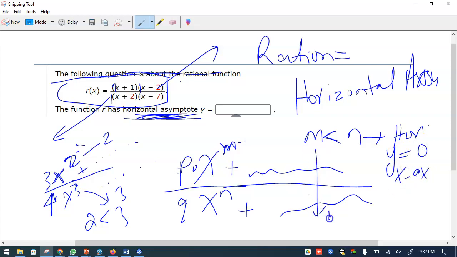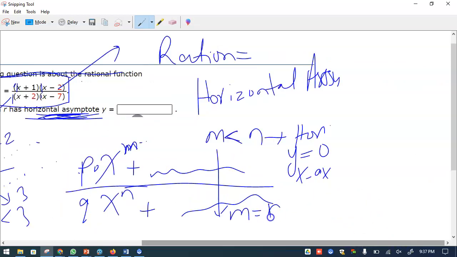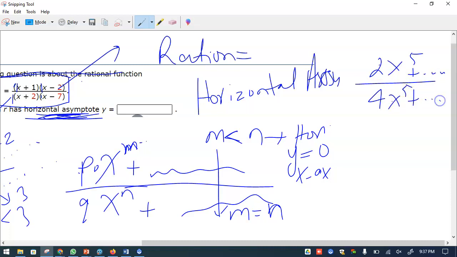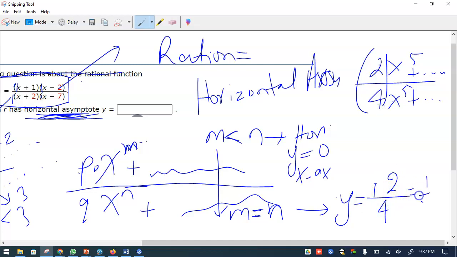But if it is equal to n, I can give another example, say 2x raised to 5 plus and so on, divided by 4x raised to 5 and so on. Then you just take the ratio. The horizontal asymptote when both degrees are the same is y equals the ratio of the coefficients of the leading terms, that is 2 divided by 4, which is half.